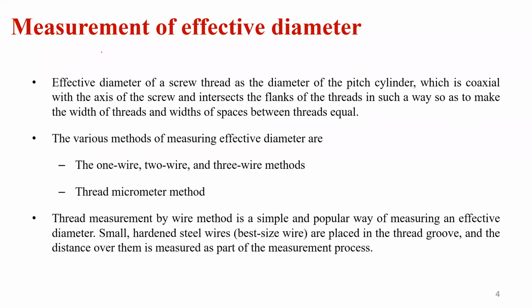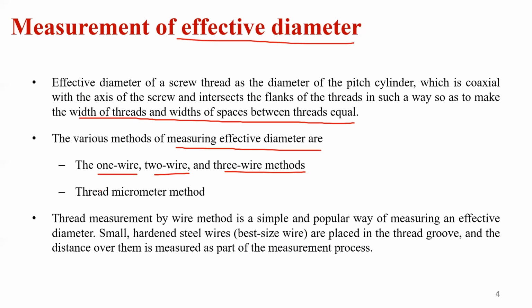Coming to today's class, we will explain how to measure the effective diameter of the screw thread. As you know, the effective diameter is the diameter of an imaginary cylinder that passes through the pitch line of the screw thread. At the effective diameter, the width of the threads and the width of the spaces between the threads should be equal. The various methods used for measuring the effective diameter are the one wire method, two wire method, three wire method, and then the thread micrometer method.